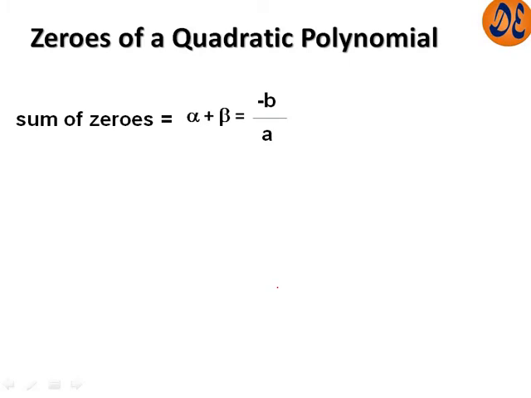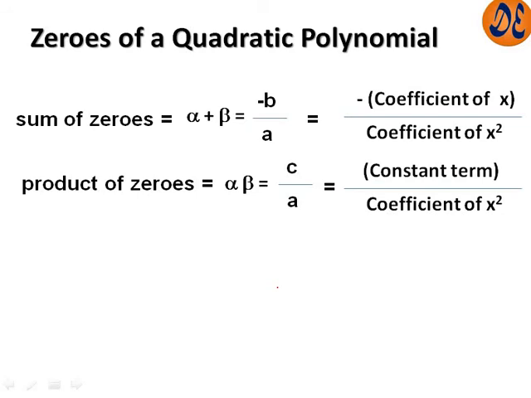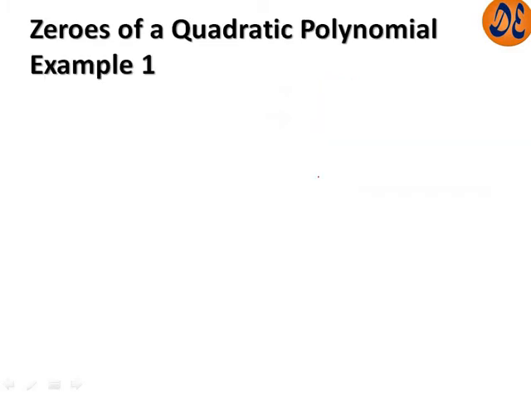Now sum of zeros is alpha plus beta, that is minus b by a. We can tell that it is the negative of the coefficient of x divided by the coefficient of x square. Product of zeros is alpha beta, that is c by a, that is the constant term divided by the coefficient of x square. That means in both situations, the denominator is the coefficient of x square, and in case of product it is the constant term, and in case of sum it is the negative coefficient of x, that is b generally.